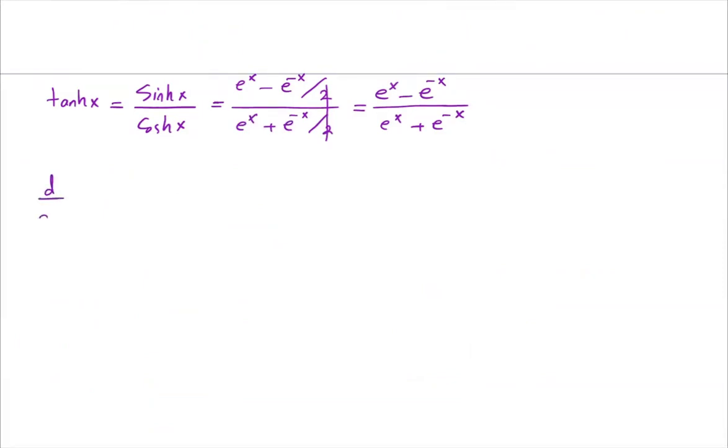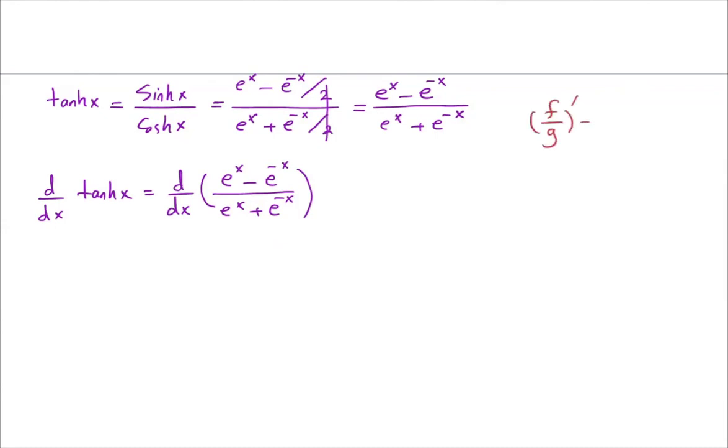If I ask you to find the derivative of hyperbolic tangent of x, you're basically finding the derivative of the quotient here, e to the x minus e to the power minus x divided by e to the x plus e to the power minus x. From calculus, remember that if you have f divided by g and you want to take the derivative, it is f prime g minus f g prime divided by g squared, which is your quotient rule.